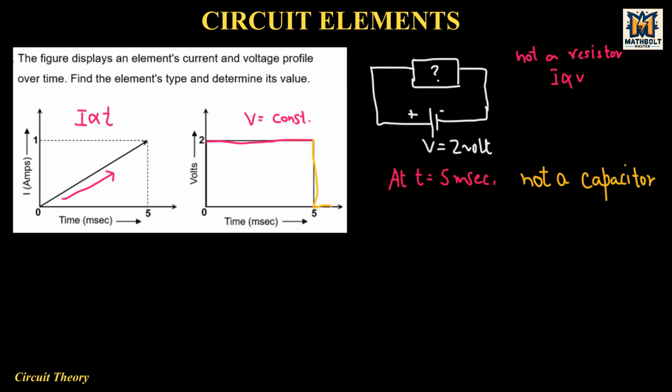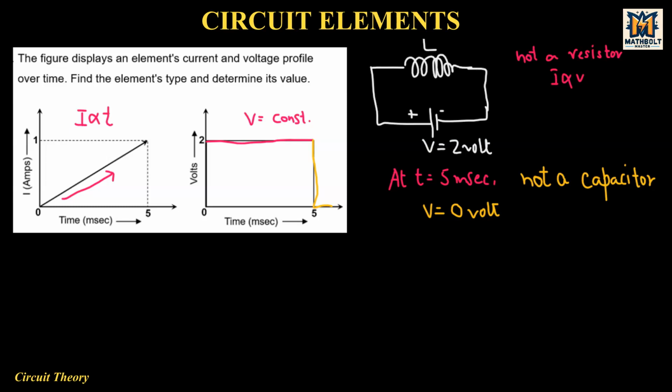It is an inductor because our voltage at t equals 5 milliseconds is equal to 0 volt, which means this circuit element acted like a short circuit. Actually, in an inductor, after time 5 milliseconds the voltage directly becomes 0, meaning no potential difference is created. So this circuit element is actually an inductor.